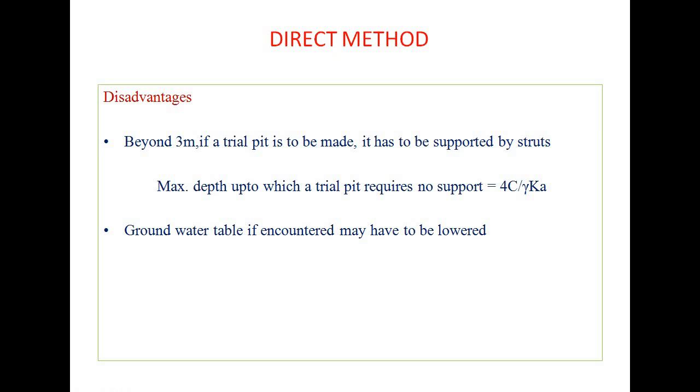The disadvantage of the trial pit method is that beyond 3 meters it is not possible to extend, because caving in of the soil occurs. The maximum depth up to which a trial pit requires no support, theoretically, is 4C divided by gamma into Ka, where C is the cohesion, gamma is the unit weight of the soil, and Ka is the coefficient of earth pressure. And if there is a groundwater table, then it has to be lowered before conducting the test in the trial pit.